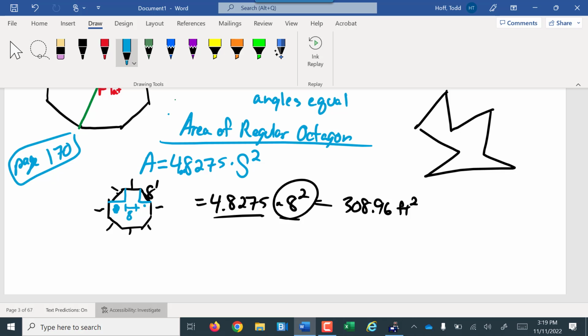Since you put the S there instead of 8, it works for other octagons. Whatever the length of this side is goes in there, and that would give you the area of that octagon. Only for regular octagons, yep. This number is only true for octagons. You can put other numbers for S, but only if it's an octagon.